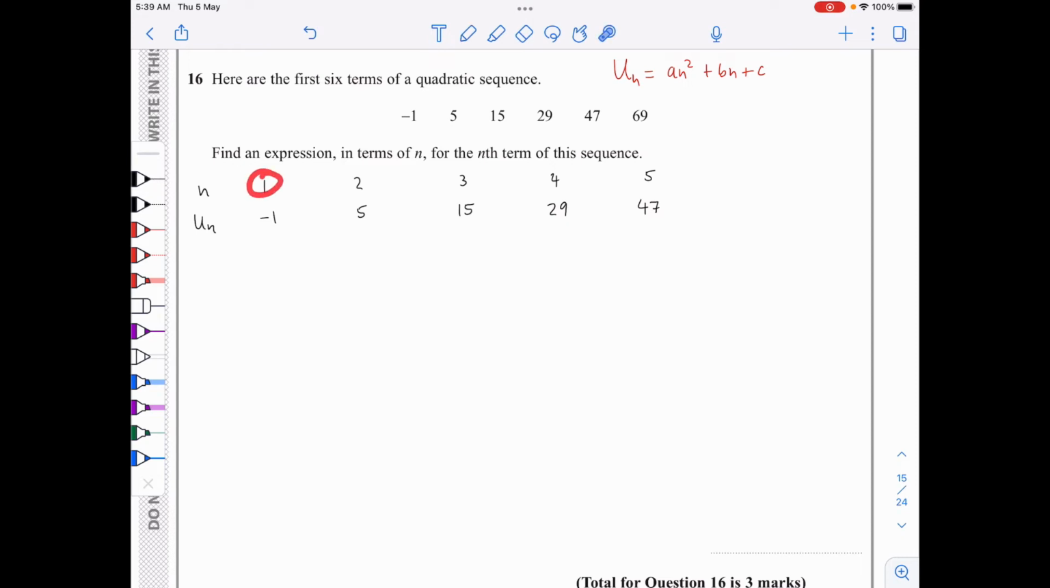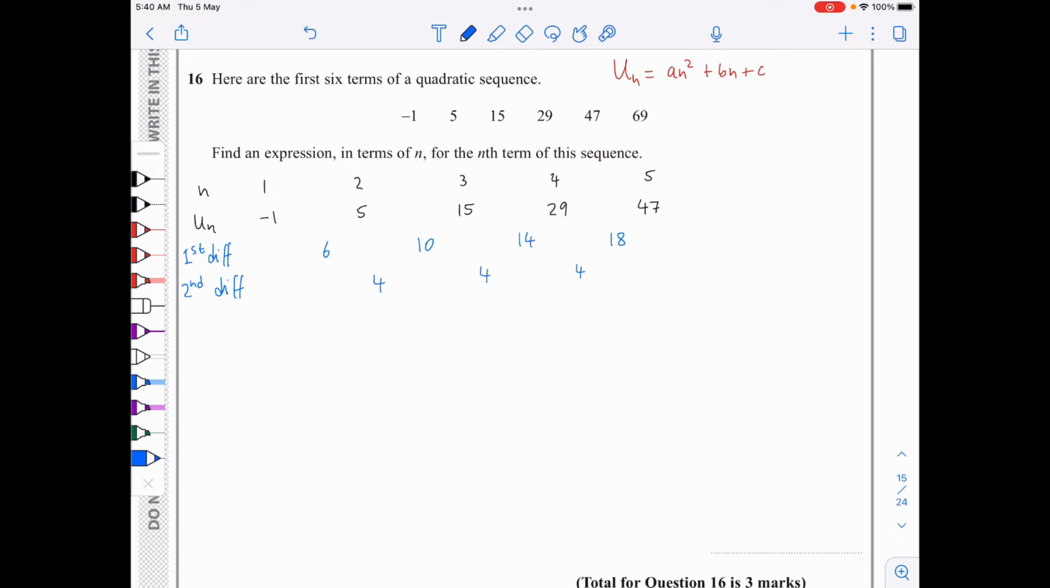In the first position, I'm going to find the number -1. In the second position, the number 5, and so on. I will start by drawing up the first row of differences. So I'm going to write down first differences. So from -1 to 5, it's 6. From 5 to 15 is 10. 15 to 29 is 14. 29 to 47 is 18. Then I go for the second row of differences, which is 4, 4, 4.